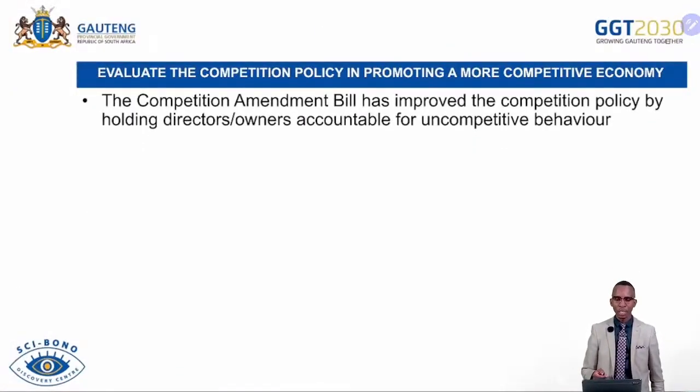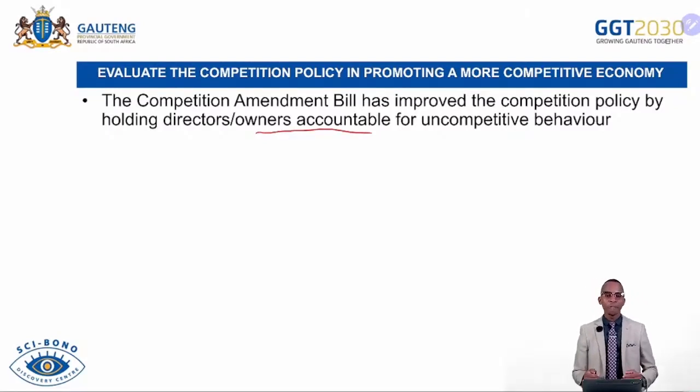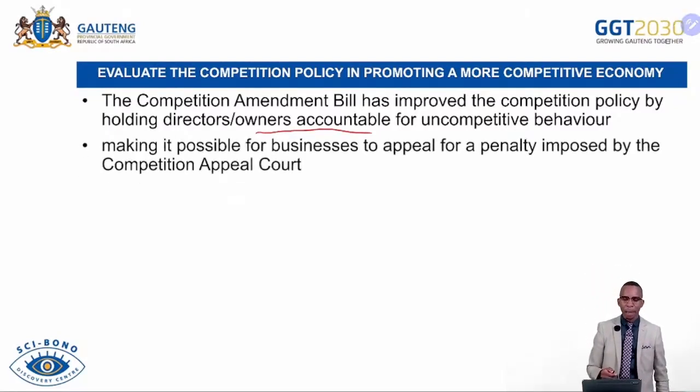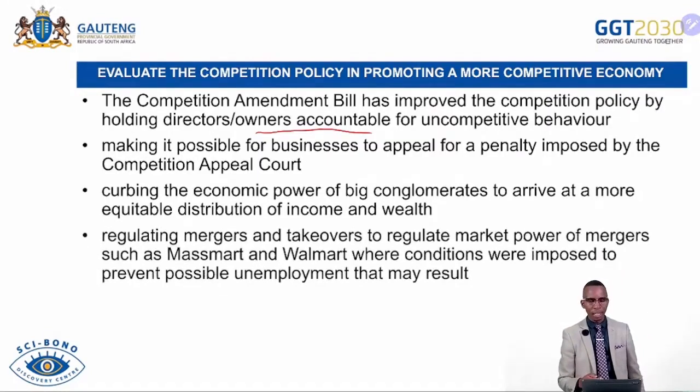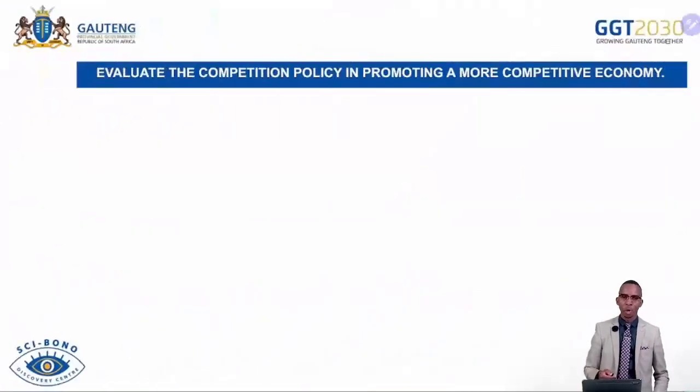And then we continue. The Competition Amendment Bill has improved the competition policy by holding directors and owners accountable for anti-competitive behavior or restrictive practices within the economy, making it possible for businesses to appeal a penalty that has been imposed. If ever they are not happy, they do appeal in what we call the Tribunal's Appeals Court. Keeping the economic power of big businesses in check to arrive at a more equitable distribution of income, and then regulating mergers and takeovers. We talk here about the example of Walmart and Massmart that were found guilty of misconduct, which is known as anti-competitive behavior or restrictive practice through collusion. They were fined a heavy fine.